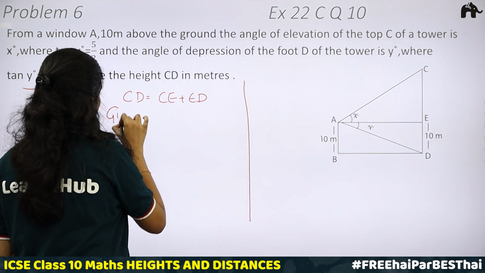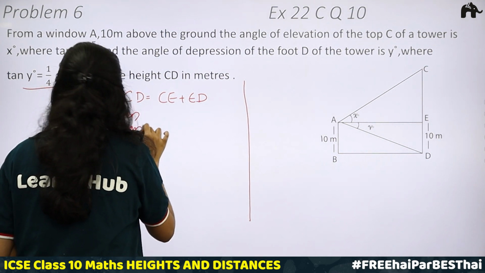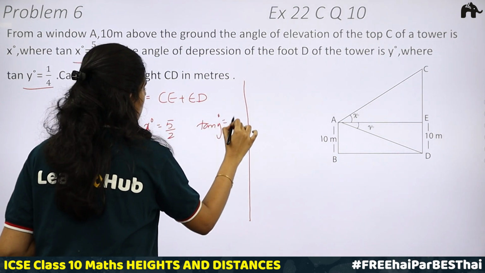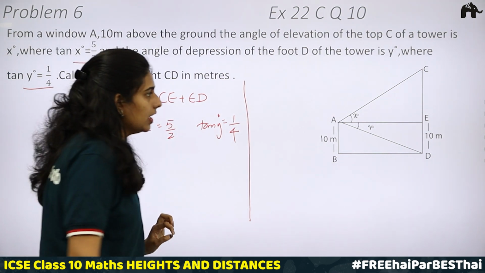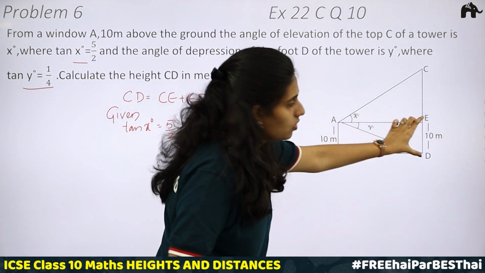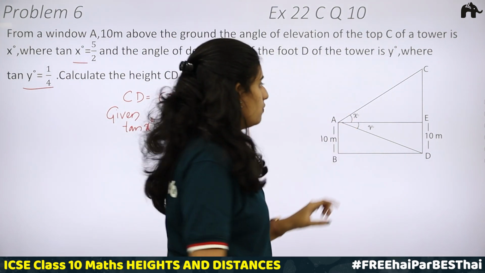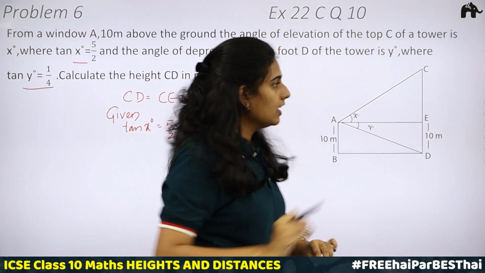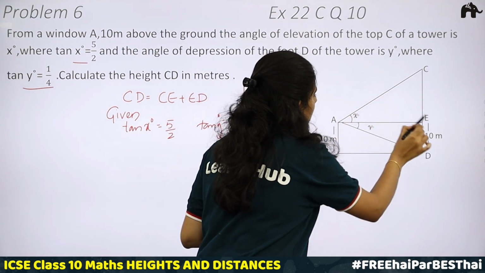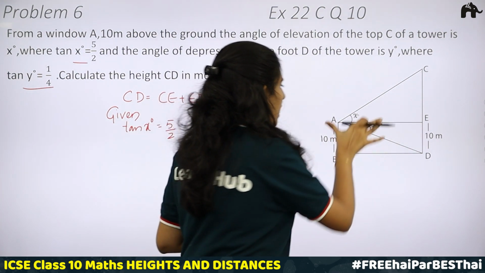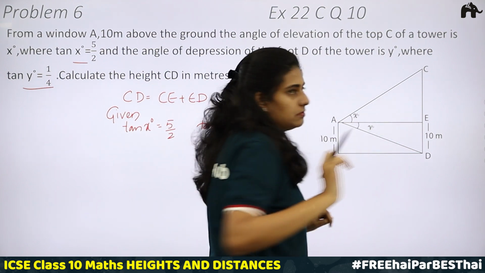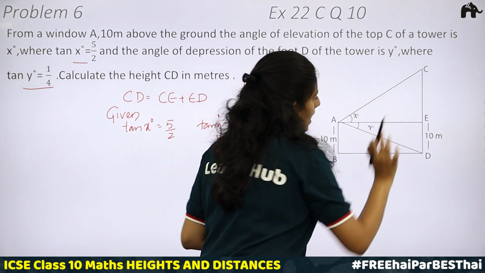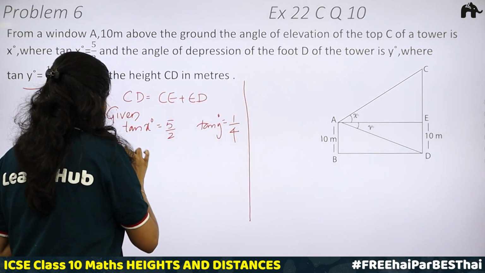What is given? It is given that tan x degree is equal to 5 by 2 and tan y degree is equal to 1 divided by 4. We have to find CE. We already know what ED is. To find CE, CE is a part of triangle CAE. Taking tan we can find, but we need the value of the adjacent side AE. AE is a part of triangle ADE. When you consider this angle y degree, this part AE is the adjacent side.